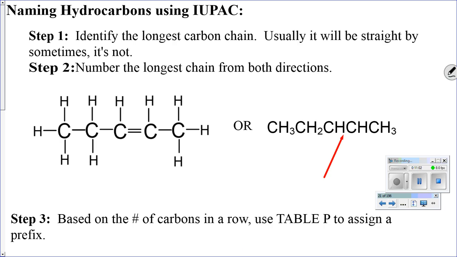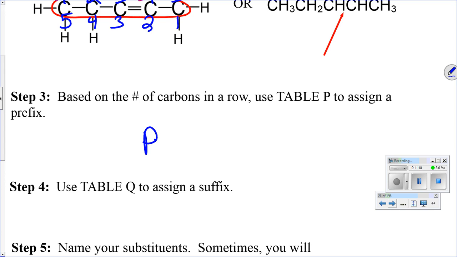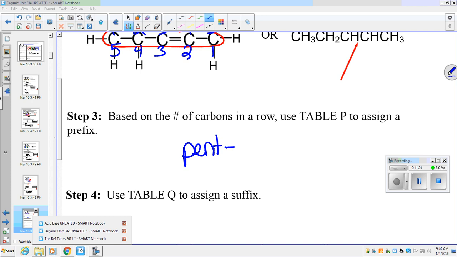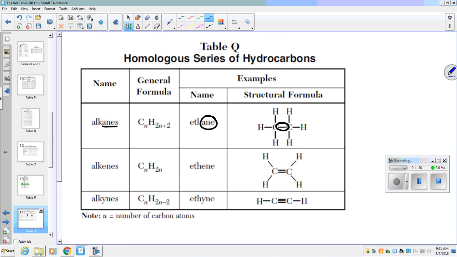So our next example has a double bond in it. So we're going to look and see our nice carbons in a row. We're going to go ahead 1, 2, 3, 4, 5. So we got 5 carbons in a row, which is going to be pent. Then we go to table Q. We no longer have all single bonds. So when you're looking at table Q, oh, double bond, my ending is -ene.